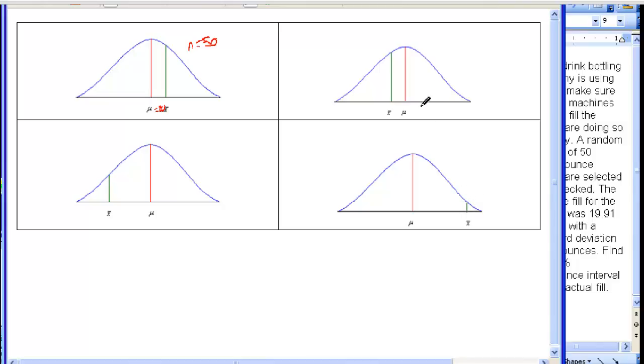But the problem is that that sample mean, X bar, which in this case was 19.91, we have to remember that it is only a sample of 50 bottles. It's not all of the bottles that go through this process. So just to say that the mean is 19.91 ounces really isn't sufficient.